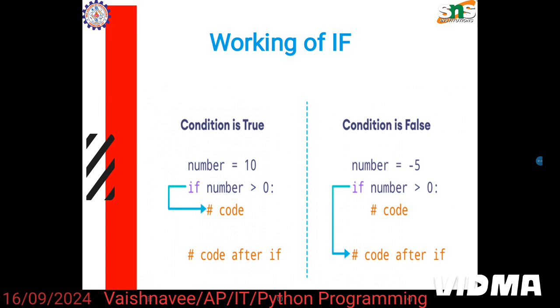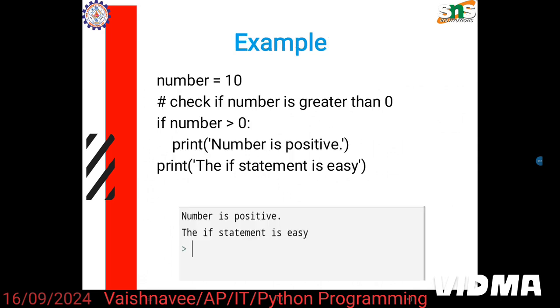Working: here we have given that number is equal to 10, if number is greater than 10. The condition is true, so it will enter into the statement. Here number is equal to -5, it is greater than 0, the statement is false, so it will exit. So if the condition is true, it will execute the code block, or else it will exit. Here number is equal to 10. If number is greater than 0, print number is positive.